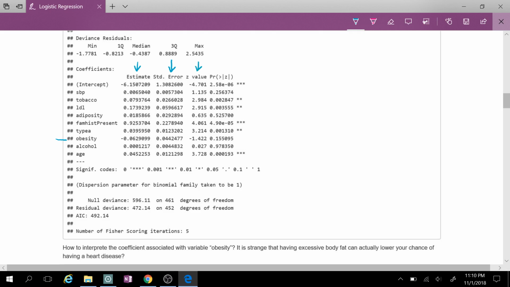Here we don't have a t value because that ratio no longer follows a t-distribution, but we're going to use an approximation theory, and the estimated coefficient divided by standard error will approximately follow a normal distribution. So that's a z-value. And then using the normal distribution, we can calculate the two-sided tail probability, and that's our p-value. So the smaller the p-value, the more significant that coefficient is.